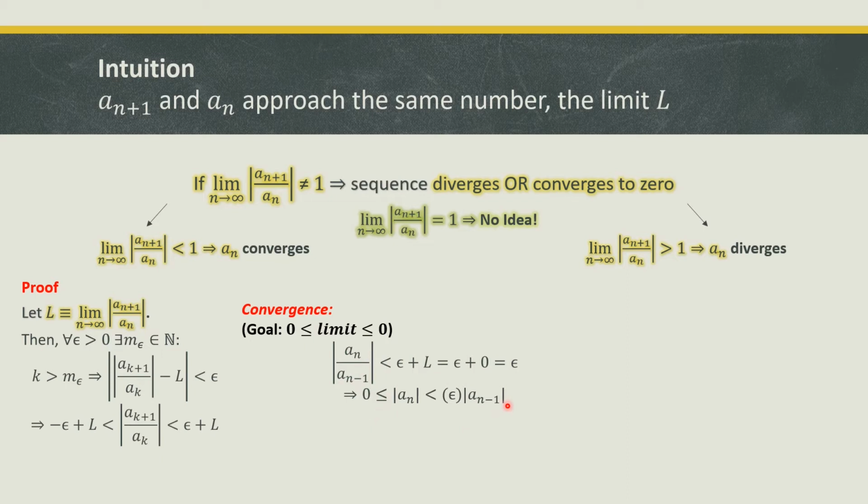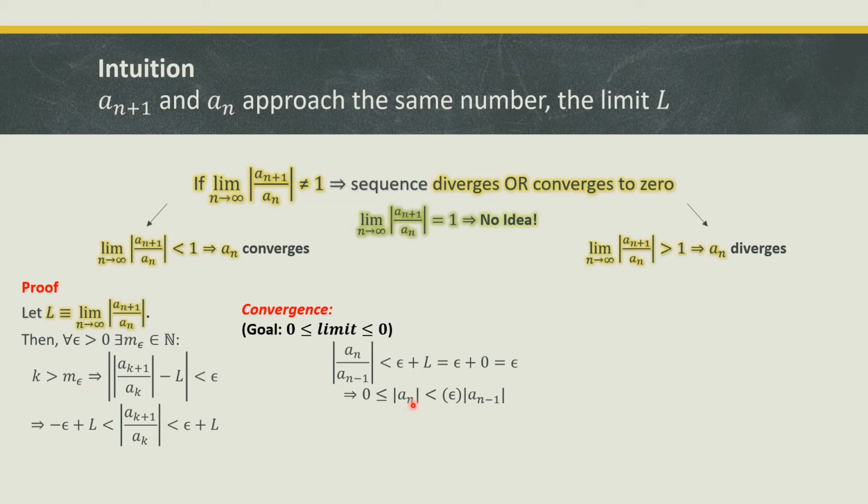Now, what we notice is that what this is saying is a given term must be less than the product of epsilon and the preceding term. So if we are looking at this term, then this is the preceding term. And we can see that this holds for any value of k as long as it's greater than m sub epsilon. And so we can actually use this for n minus 1 as well.